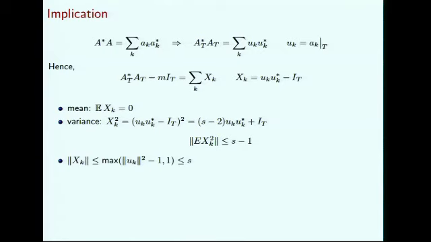I can compute the variance. I can take x_k, calculate its second moment, and when I do this, I'm going to use that I'm dealing with sinusoids. And when I'm dealing with sinusoids, I get this simple expression: (s minus 2) times u_k u_k star plus the identity. So in particular, if I were to take the expectation of x_k squared, well, the expectation of u_k u_k star, we already know that it's the identity, right? Because that's the isotropy property, the fact that I'm sampling from a unitary transformation. So the expected value of x_k squared is going to be (s minus 2) times the identity plus the identity. So on average, the expectation of x_k squared is just (s minus 1) times the identity, and therefore the variance is less than s minus 1.